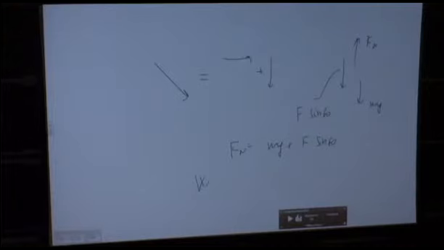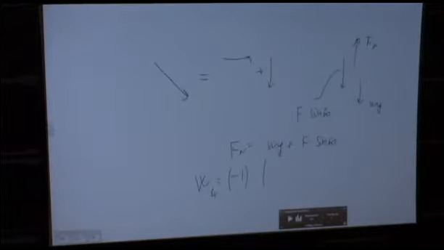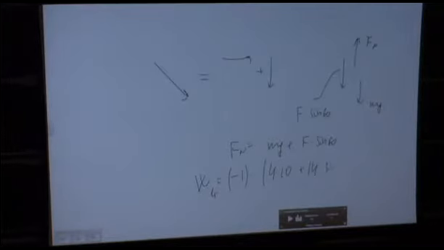And now we can calculate the work of the force of friction, which is equal to -1 times cosine of 180 times this. Let's calculate the actual number. So the box weighs 4 kilograms. The coefficient is 0.1. The distance traveled is 2. So 4 kilograms times 10 plus the applied force, 14 newtons, sine of 60, times 2 meters.